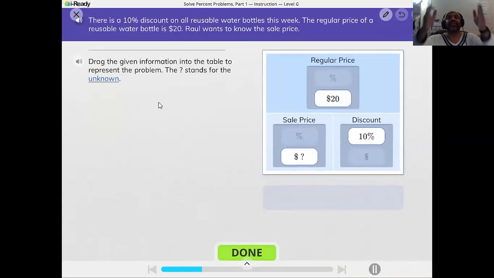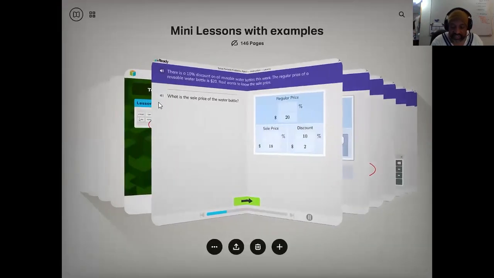It's going to take you step by step through the whole process. You just have to be patient. Some people think it's a little slow, but you've got to go through every part of this. You can't jump to the answers. They're going to take you through and walk you through. Now, I just wanted to show you what Iready looks like.